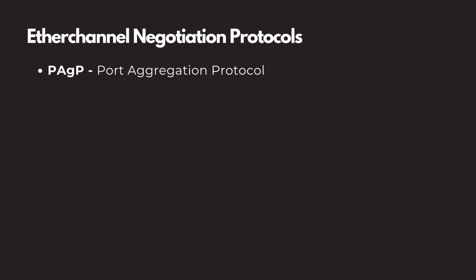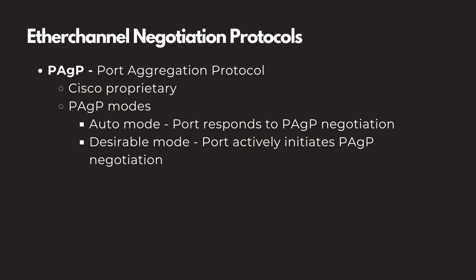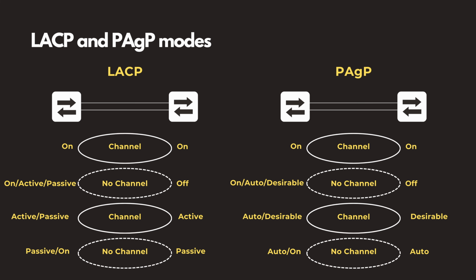The other negotiation protocol is Port Aggregation Protocol, also known as PAgP. It's Cisco proprietary. It's only used on Cisco devices. It has 2 modes. One is auto, when port responds to PAgP negotiation, and another one is desirable, when port actively initiates PAgP negotiation.